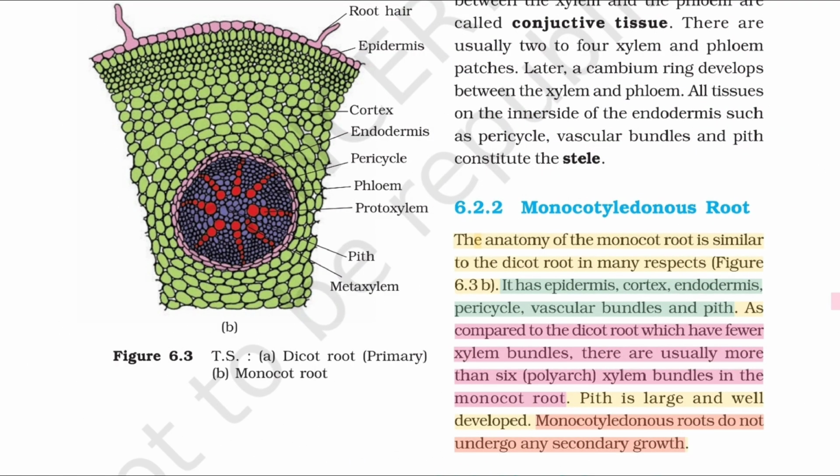6.2.2 Monocotyledonous root. The anatomy of the monocot root is similar to the dicot root in many respects, figure 6.3d. It has epidermis, cortex, endodermis, pericycle, vascular bundles and pith. As compared to the dicot root, which has fewer xylem bundles, there are usually more than 6 polyarch xylem bundles in the monocot root. Pith is large and well developed. Monocotyledonous roots do not undergo any secondary growth.